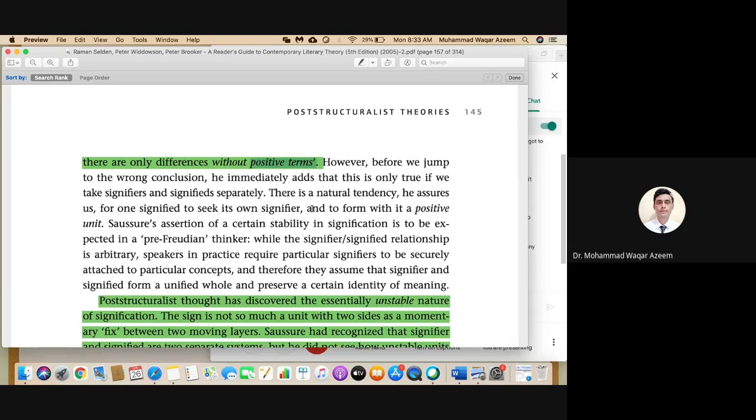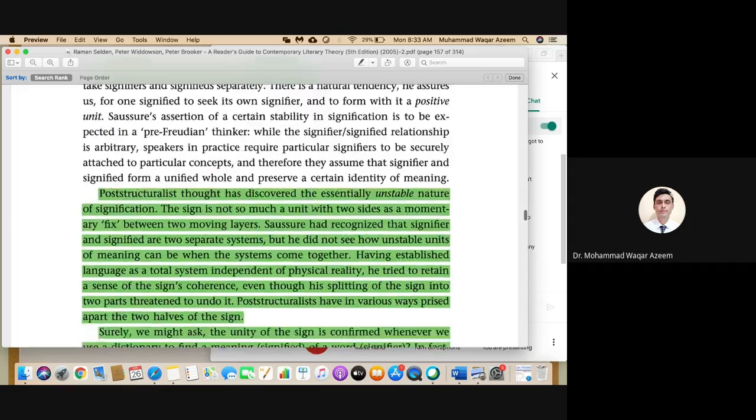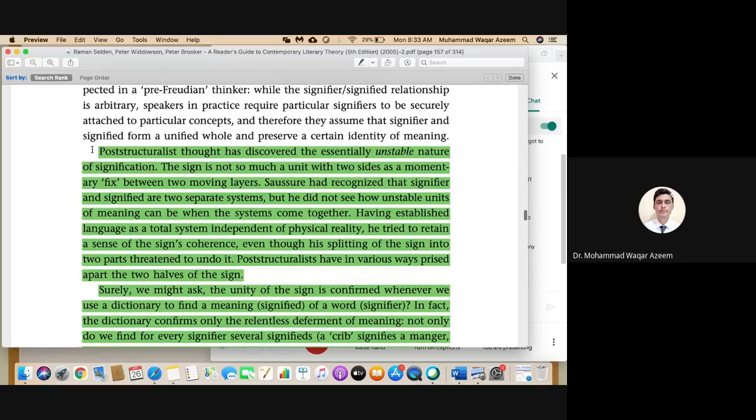Let's move on to what its consequences are. The consequences of this is post-structuralist thought. If you read this highlighted part with me: post-structuralist thought has discovered the essentially unstable nature of signification. The sign is not so much a unit with two sides as a momentary fix between two moving layers.